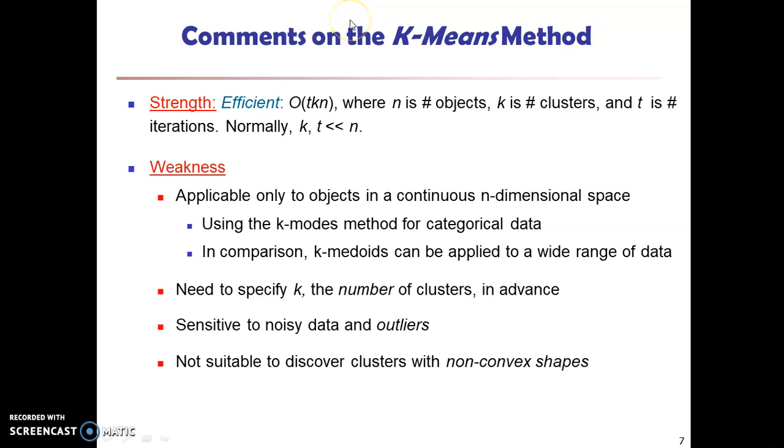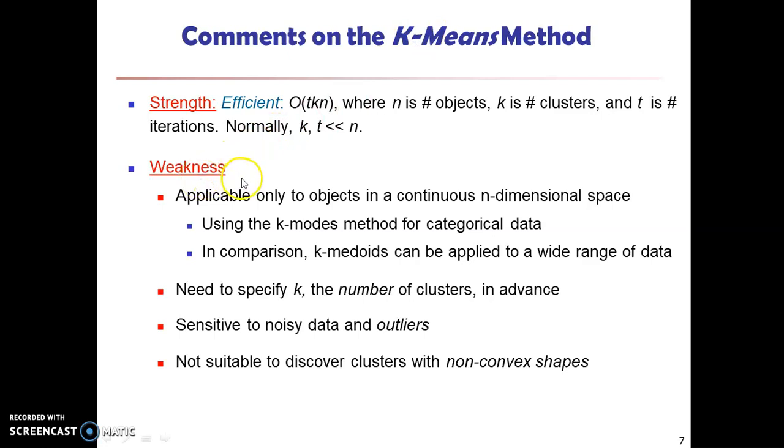Now, the strength of the K-means algorithm. Here we have 3 parameters. One is T, the iterations, and how many iterations you are going to have with no change, and K, how many clusters you want to create, and N, how many data points you have in a cluster. Based on this, the efficiency of the K-means algorithm will be defined.